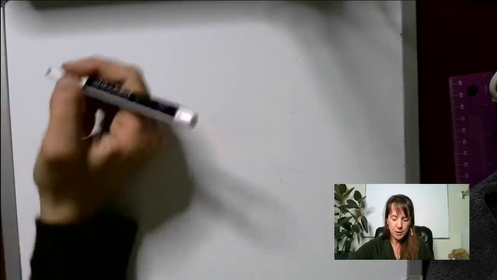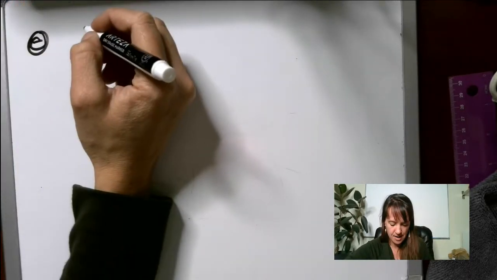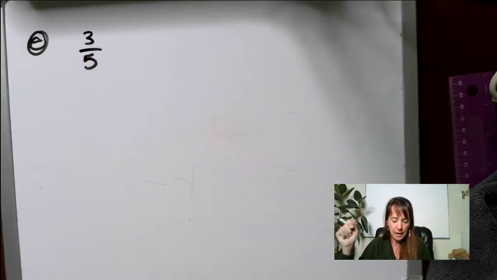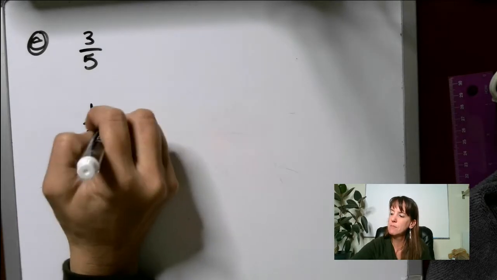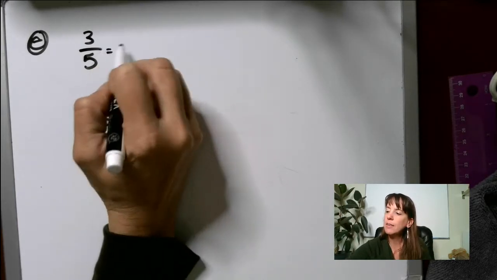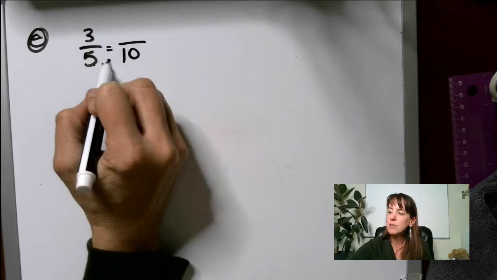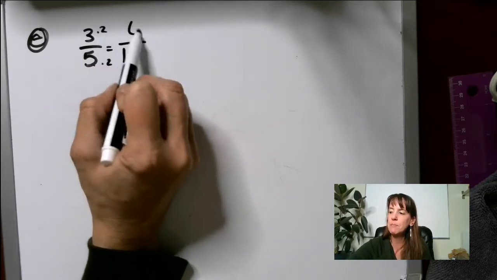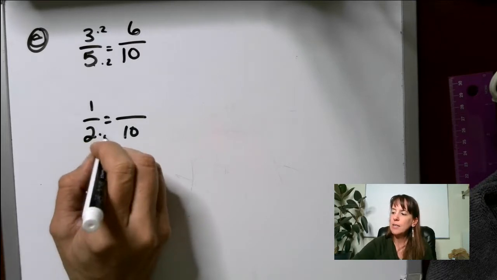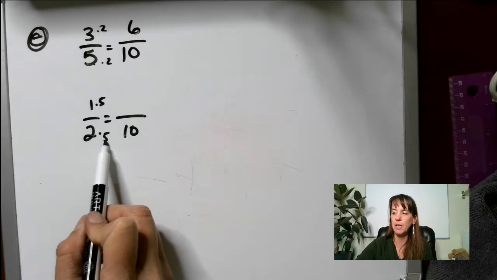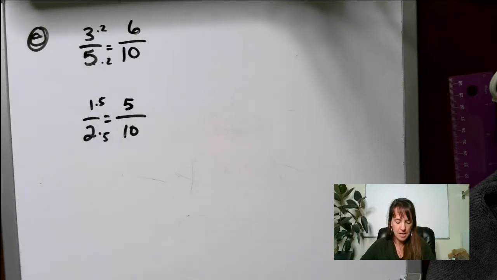So find a fraction equivalent to 3/5 that has a denominator of 10. Next, find a fraction equivalent to 1/2 with a denominator of 10. All right, so on these, I need to multiply 5 by 2 to get 10. If I do it on the bottom, I do it on the top, I get 6/10. Down here, multiply by 5, because 2 times 5 gives me 10. And if I do it on the bottom, I have to do it on the top, I get 5.